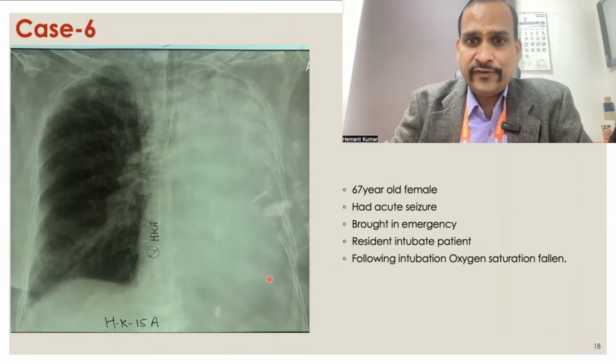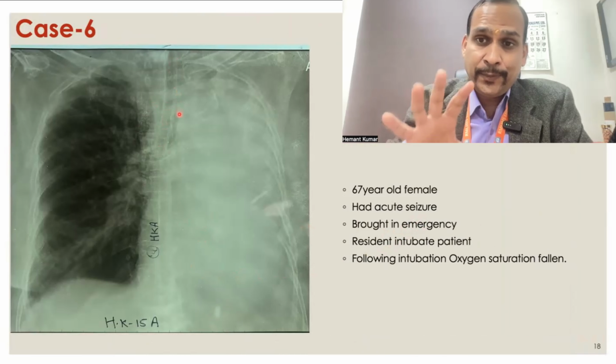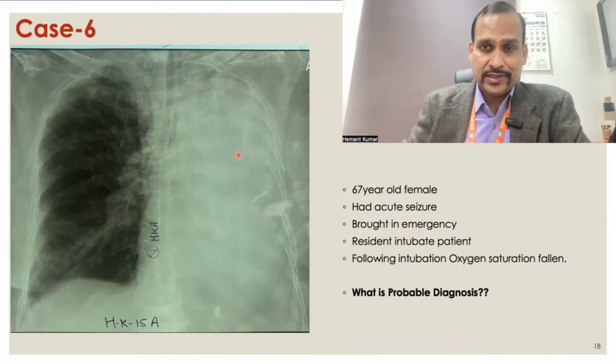She is a 60-year-old female. She was having an acute seizure, and for that she was brought to the emergency. The resident put in an endotracheal tube. But after putting in the endotracheal tube, when the X-ray was done, she was having low oxygen saturation. Okay, so what is the probable diagnosis?